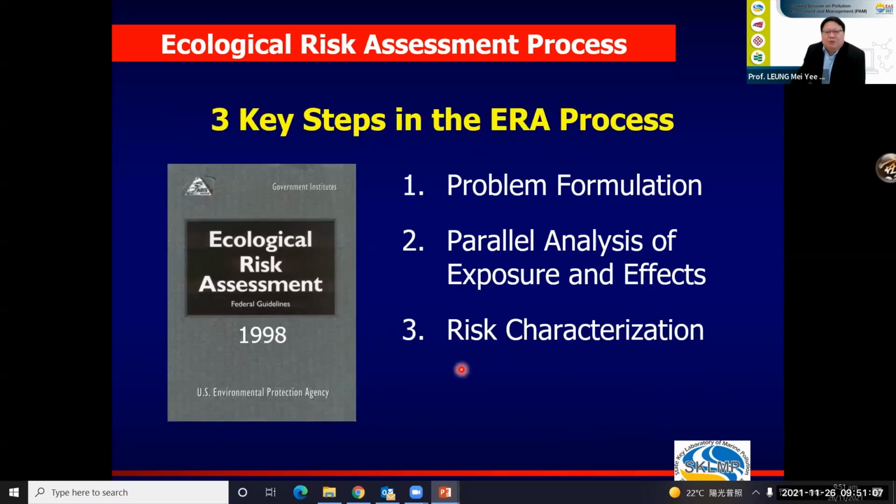Now, talk about the process. The process has three main steps: problem formulation, parallel analysis of exposure and effect, and then finally is a risk characterization. You can get a copy of this textbook from US EPA. I will provide you the link at the end of my presentation.